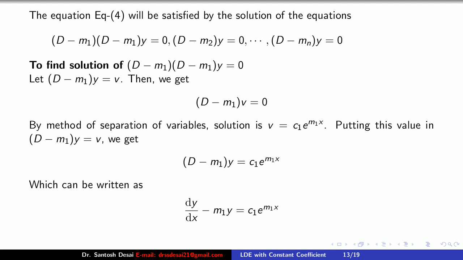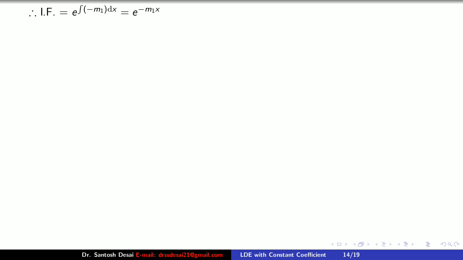And we know how to solve an equation of the form dy by dx plus Py is equal to Q. To solve such equations, we need the integrating factor first. Therefore, the integrating factor is equal to e raised to the integral of minus m1 dx, so that is equal to e raised to minus m1x. And once you know the integrating factor, the complete solution of the equation is y into integrating factor is equal to the integral of integrating factor into c1 e raised to m1x dx plus c2.